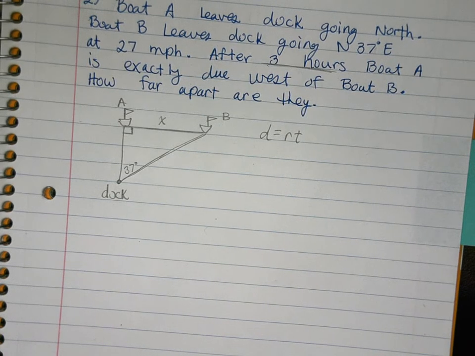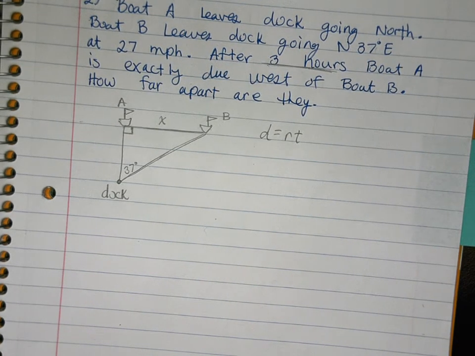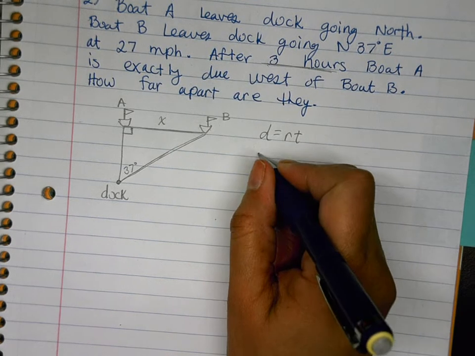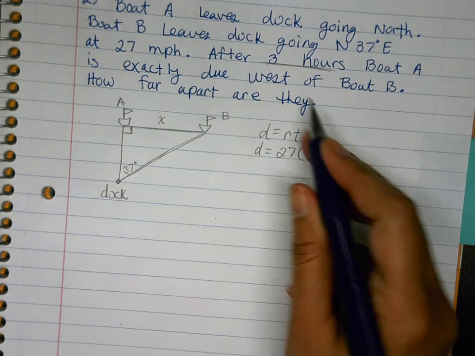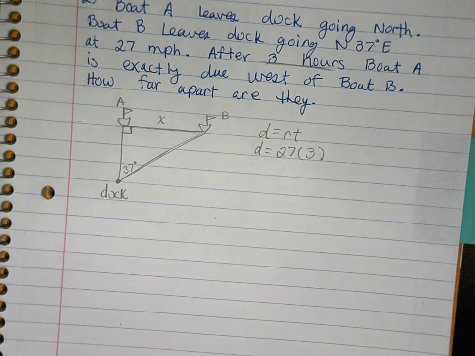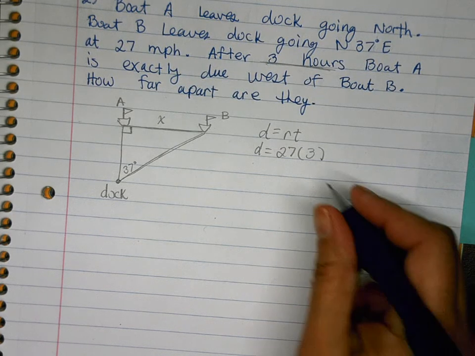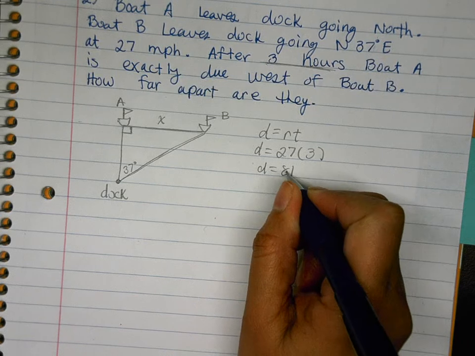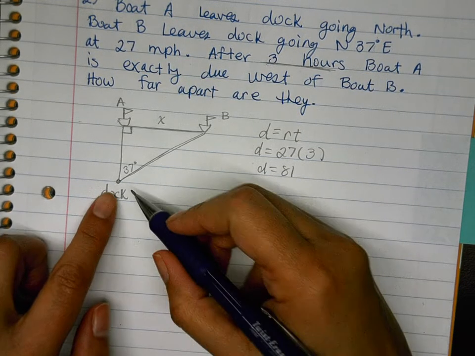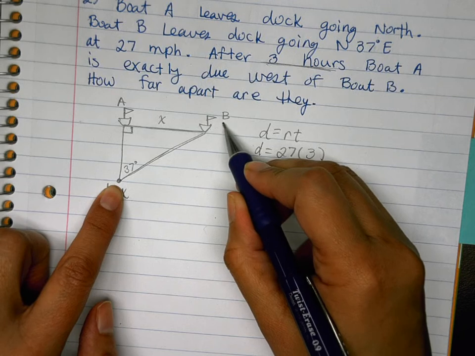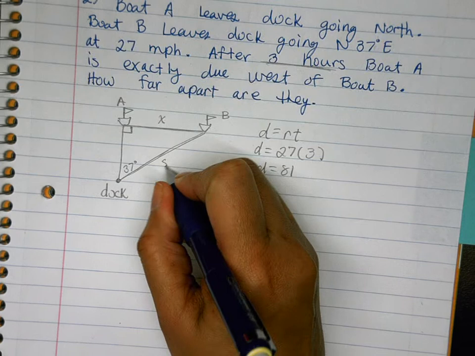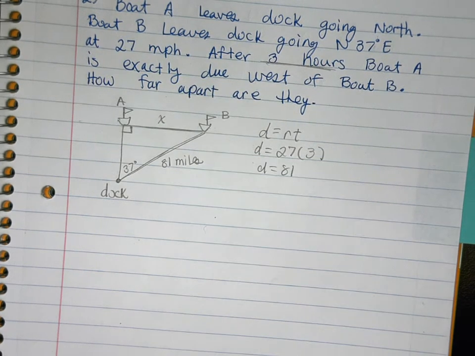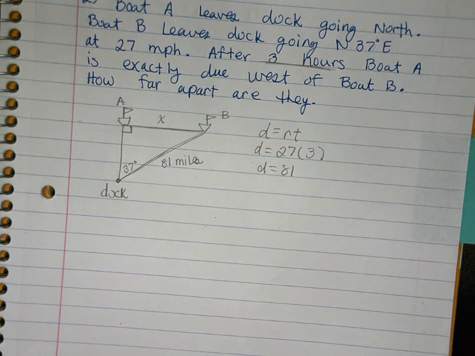Okay, distance equals rate times time. The multiplication formula, is that what you said? Yes. Distance equals rate, which is 27, times 3. So go ahead and work that out. What does that come out to be? 81. So distance equals 81. So the distance boat B has traveled is this distance right here, because that's boat B, right? Yes? So the distance boat B has traveled is 81 miles.